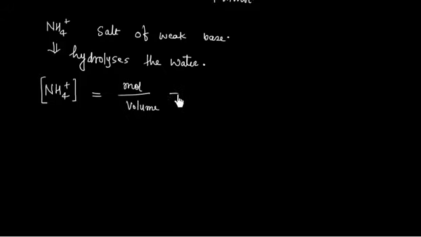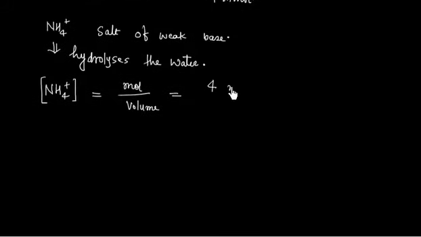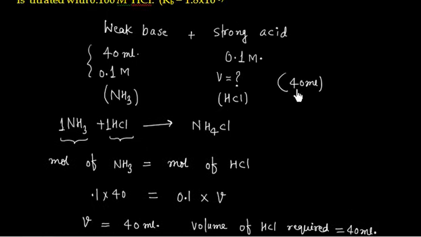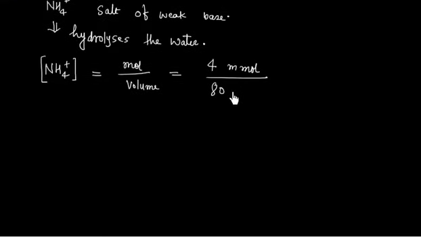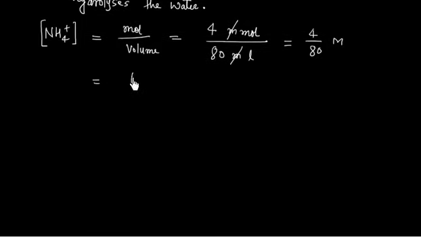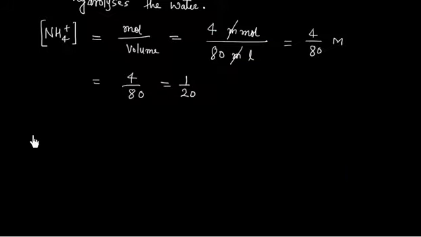Molarity, moles of NH4 plus is 4 millimole and volume we have 40 ml plus 40 ml, that is total solution volume is 80 ml. Milli goes, so we will have 4 by 80. Moles per liter is molarity. So molarity is basically 4 by 80, that is 1 by 20. So 1 by 20, this is 0.05.